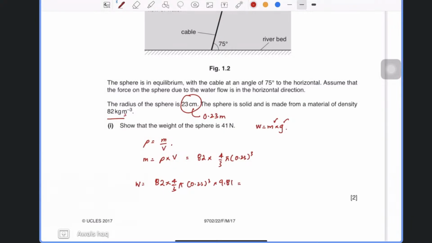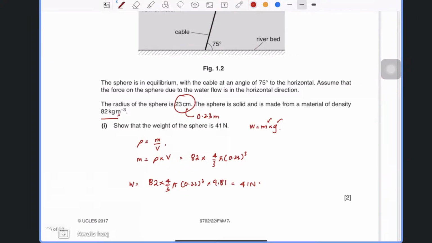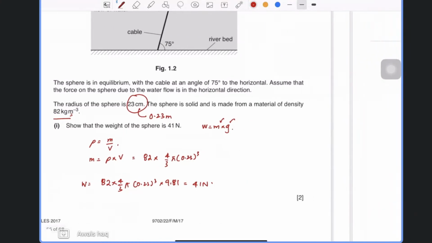Can you find the answer, please? 41. Okay, so that's 41 newtons. Are you telling me because they have given the answer, or is it like you've calculated it? Okay. Alright, good. So then you're going to go to the next question.